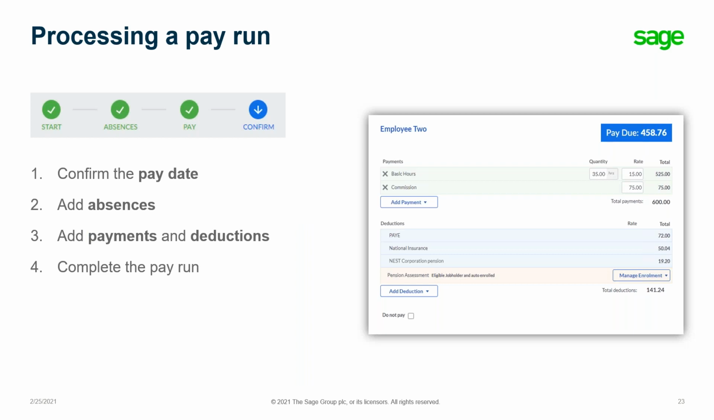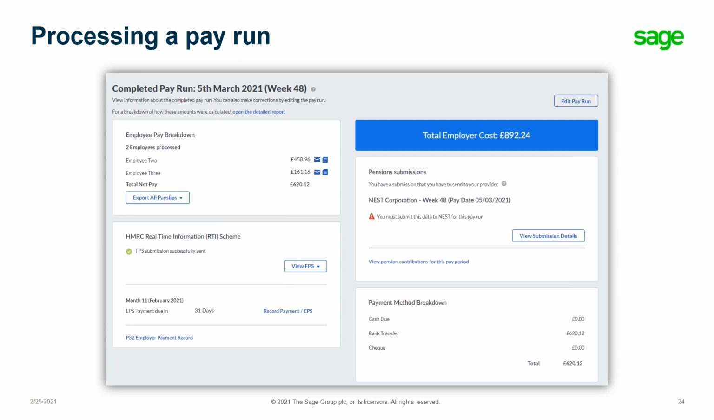Okay, so in the demo, we showed you processing a pay run, which was the 4-step process: confirming the pay date, adding statutory absences, entering payment and deduction values, and then completing the pay run. Once it's complete, you've got access to the pay slips that you can email or print. You'll have a pension submissions option. So if you're not with Nest, with other providers, you will be able to produce a report and export that as a CSV. We've got information about any submissions that you've sent or that are due, and then we've got the pay method breakdown, etc.